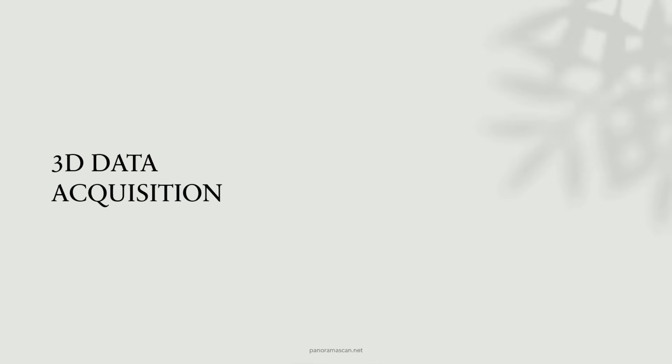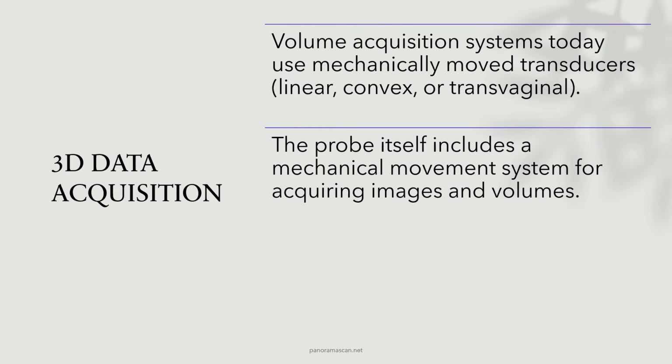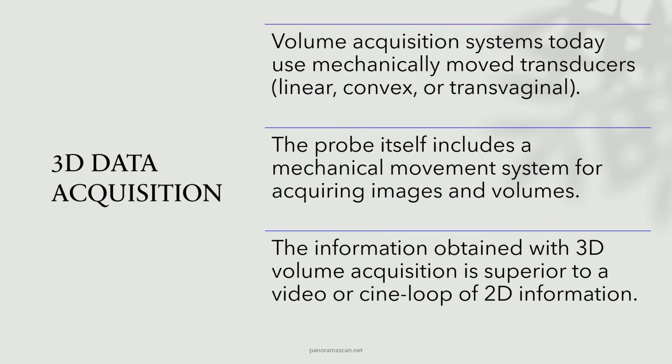Let's start by defining and explaining 3D acquisition. Volume acquisition systems today primarily use mechanically moved transducers. These transducers come in various types such as linear, convex, or transvaginal. The probe itself includes a mechanical movement system, which is essential for acquiring detailed images and volumes. This technology forms the foundation of 3D ultrasound imaging.